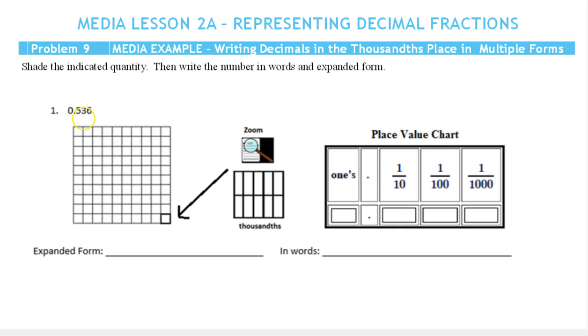0.536: 0 ones, 5 tenths, 3 hundredths, and 6 thousandths. Using this chart, we know how to shade this. I'm going to pause and shade, and you can take a second if you'd like. Notice I shaded 5 tenths, or 5 orange strips, 3 hundredths, or 3 small squares, and 6 thousandths. I shaded that here, and then transformed it to here.